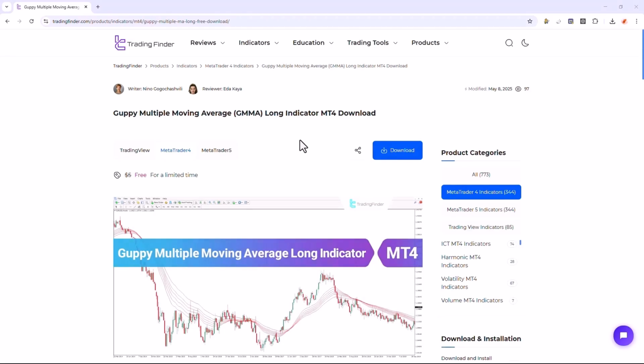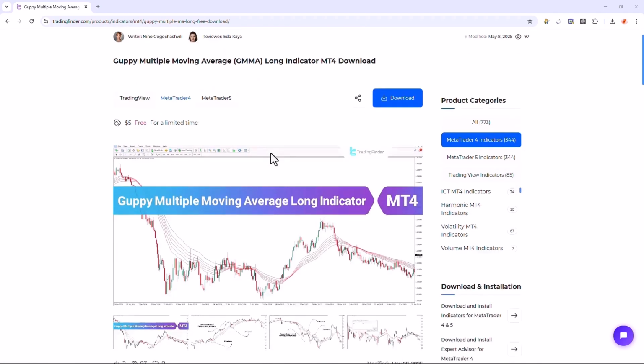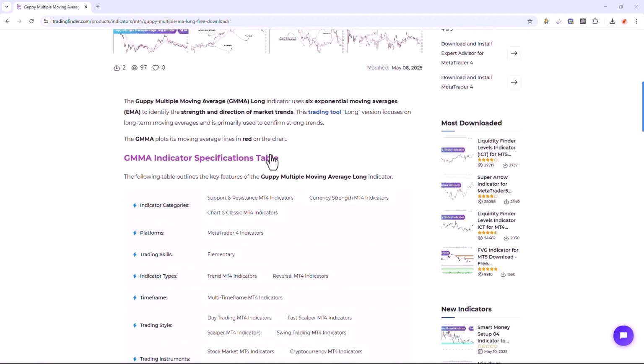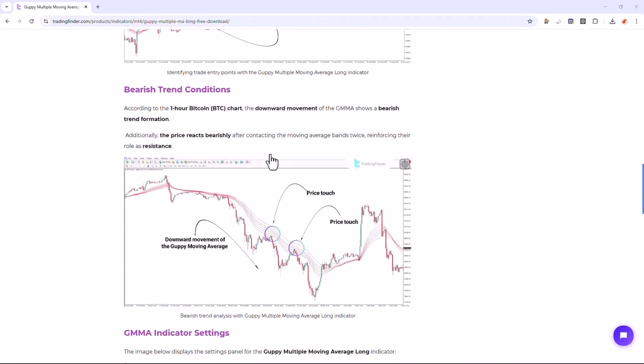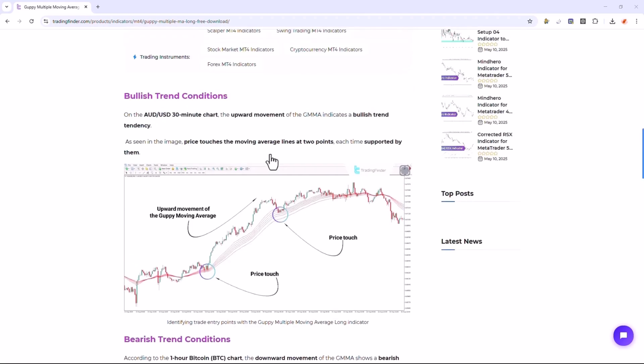The Guppy Multiple Moving Average Long Indicator, which is offered for various platforms on the TradingFinder website. From this section, you can download the indicator file for MetaTrader 4 and MetaTrader 5 platforms and run it on your chart. Traders can also read this page to learn about how the indicator works and its functionality.